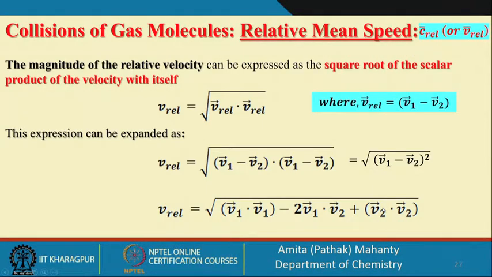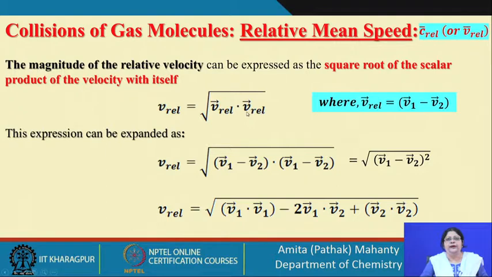So, how do you find the magnitude of the relative velocity? We have already defined the relative velocity. The magnitude of the relative velocity can be expressed as the square root of the scalar product of the vector with itself. So, what is the vector? The vector is this one. So, we take the square root of the scalar product of the velocity with itself.